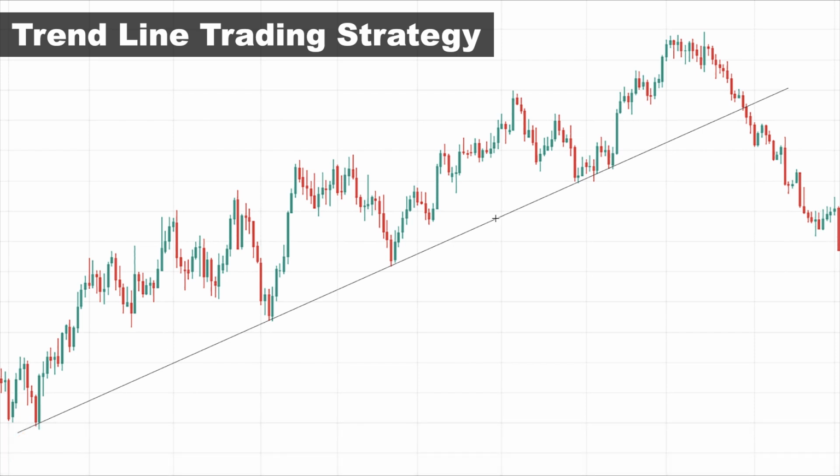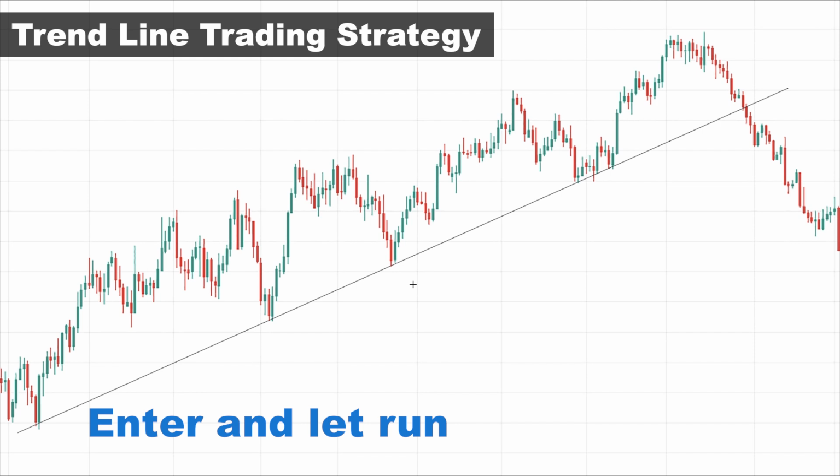Alright, getting back to trendline trading strategy, there are three different tactics for trendline trading. The first one is called enter and let run. This strategy is suitable for conservative traders who don't like to take too much risk or to take risk regularly. All they want is to have a trade with minimum amount of risk and not to expose themselves to risk often. So enter and let run is a perfect strategy for them.